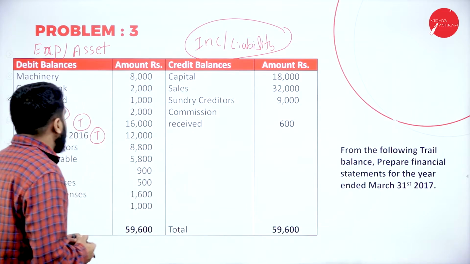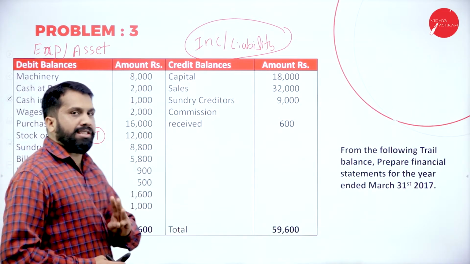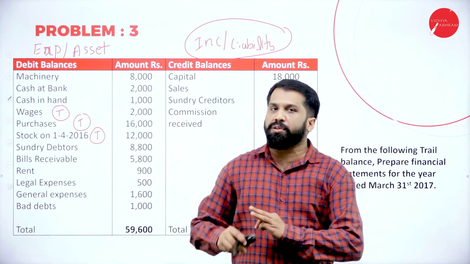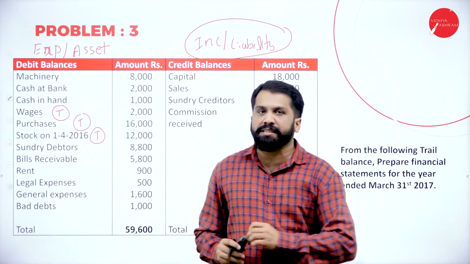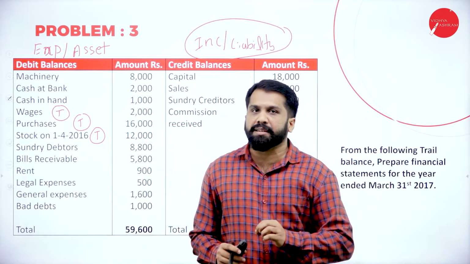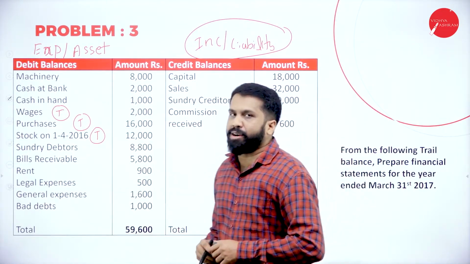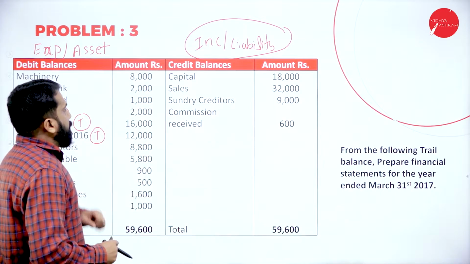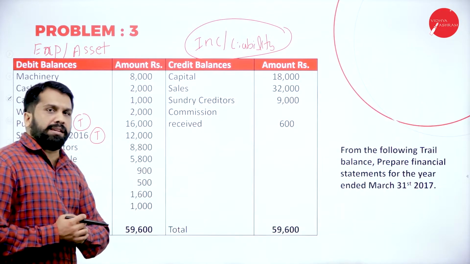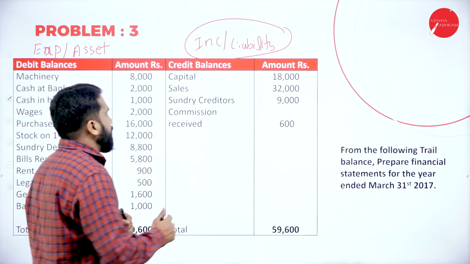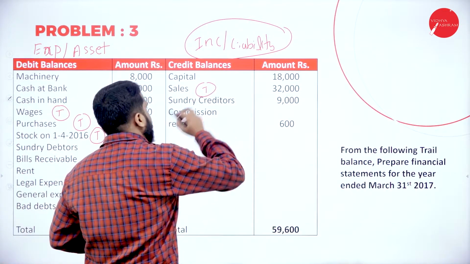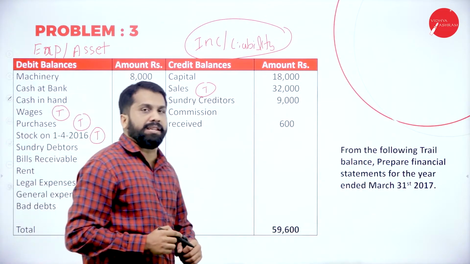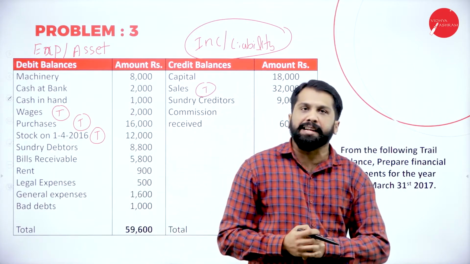Now, in the debit side, we have only three things: wages, purchases, as well as stock. In the trading account also, you will get these three things under debit side only. Now, we'll come to credit side of your trial balance. Capital comes under liability. Your sales comes under trading. Creditors comes under liability. Commission received comes under your profit and loss.